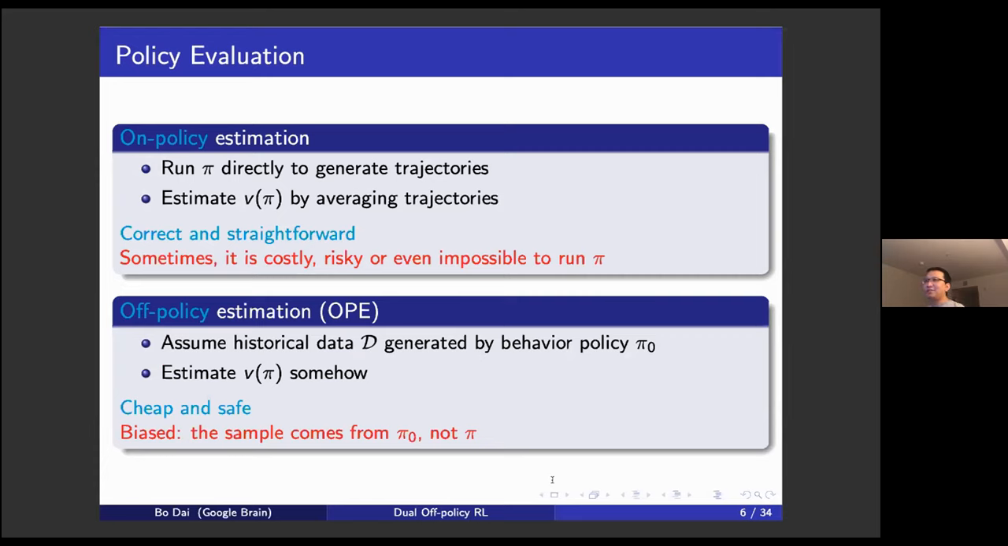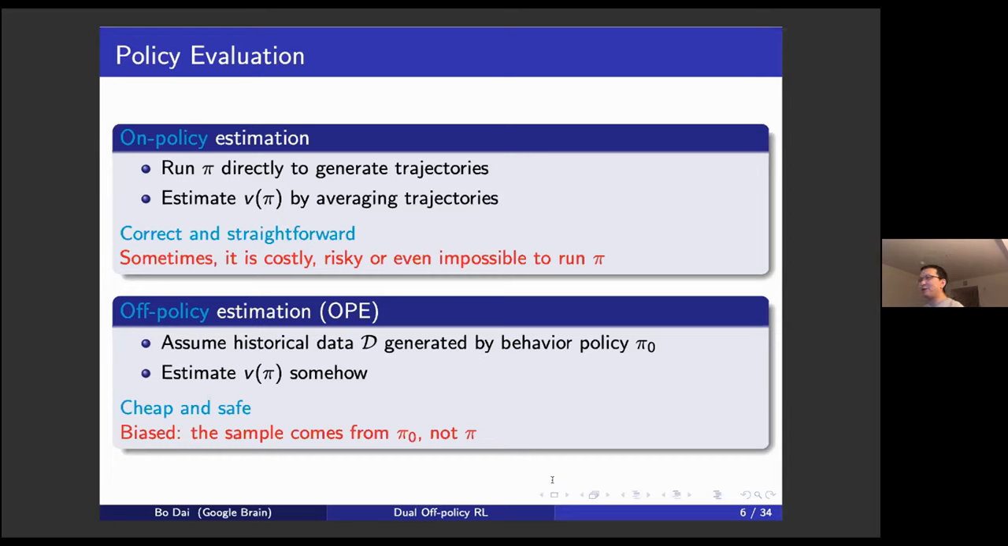Based on what kind of samples you can use, it is characterized into two different categories. The first one is called on-policy estimation, which says you have the ability to literally execute this pi on your MDP so that you can collect samples according to this execution of pi. That's what we call on-policy. Because you can collect samples, you can definitely use Monte Carlo estimation. That is correct and straightforward. But the downside is you need to literally run this policy in the environment, so sometimes it is costly and risky.